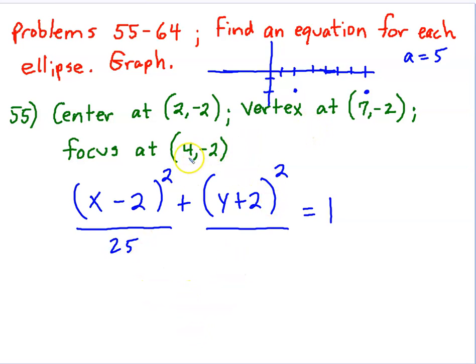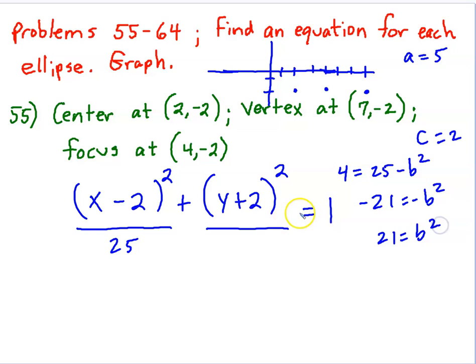All right. The focal point is at (4, negative 2). So that would put it right there, which tells me that c is 2. C is the distance from the center to a focus. So since c is 2, c squared is 4, and we can use that information to help us determine what b squared is. So c squared equals a squared minus b squared. So negative 21 is negative b squared. So positive 21 is positive b squared.